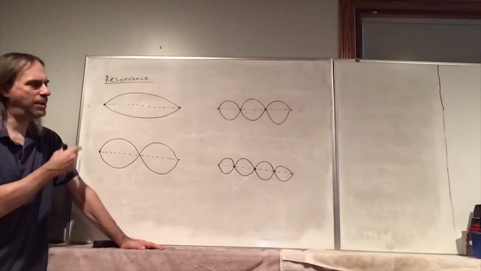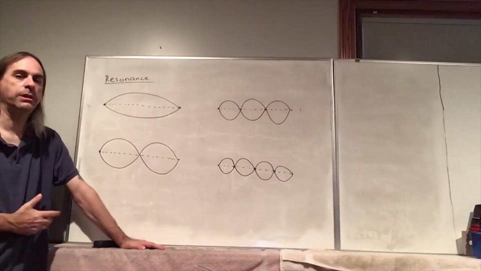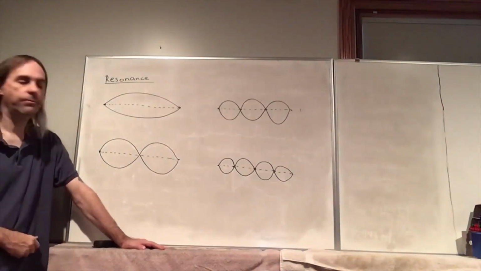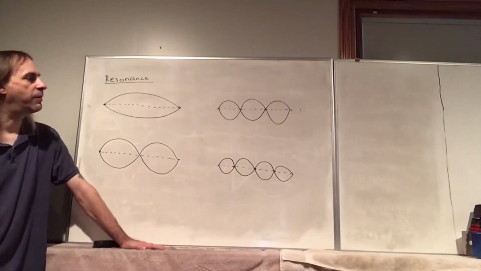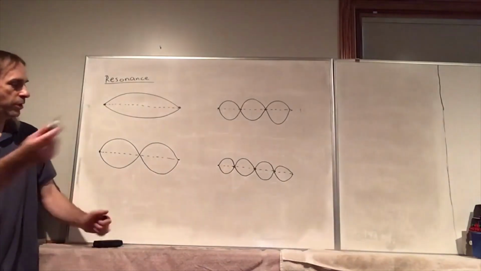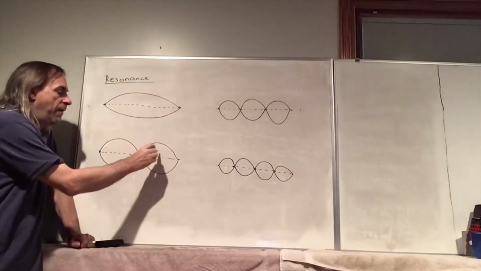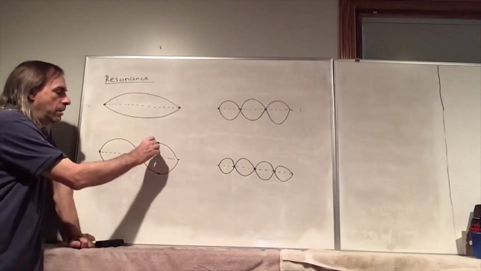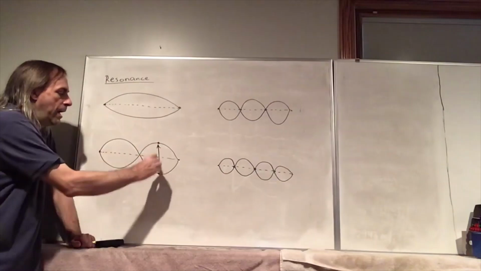And we want to be able to find what frequencies will give us these resonance patterns. But first, I want to talk about a few points. Let's just look at this one, for instance. If you look at this point here, we have a maximum amplitude. This point is oscillating up and down like this.